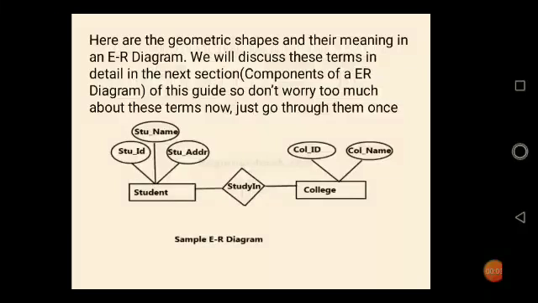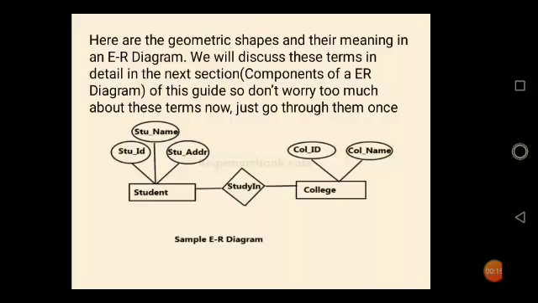Today we are going to discuss the entity relationship model. What is an entity, what is a relationship, and what is the relationship that exists between those entities, that is all we are going to discuss now. So what is an entity?